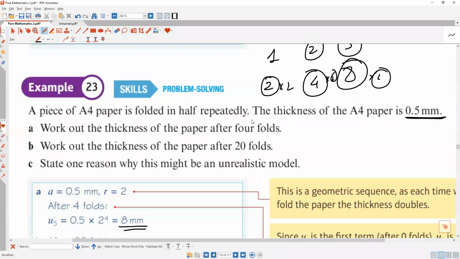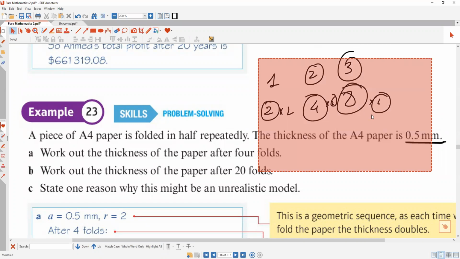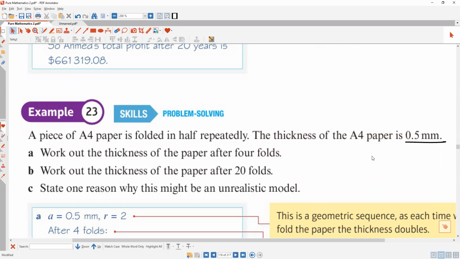Okay, guys, example 23. Let me do it again from the beginning. Look, here they are talking about folding paper. I just showed you guys practically. If you fold once, what's your first term here? 2. If you fold it twice, what's your second term? 4. If you fold it thrice, your third term is 8. Can you see the common ratio here is 2?